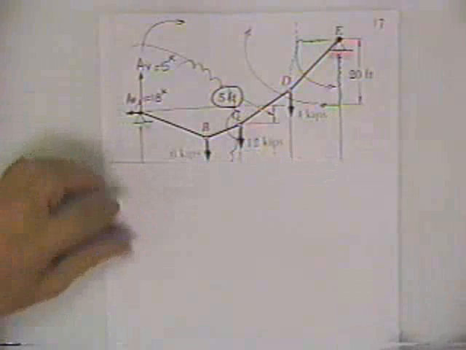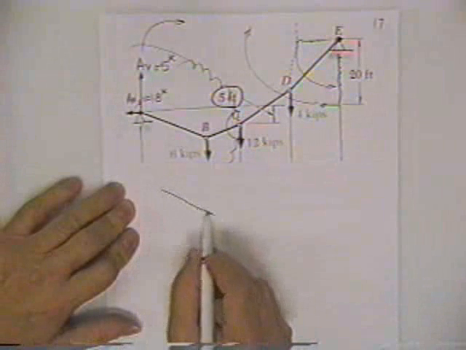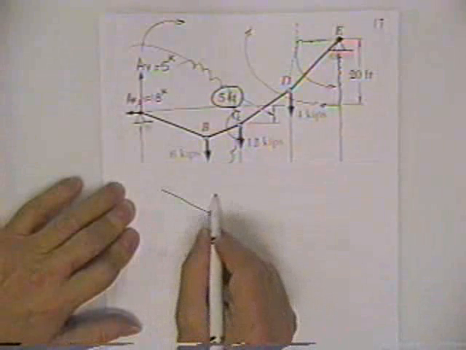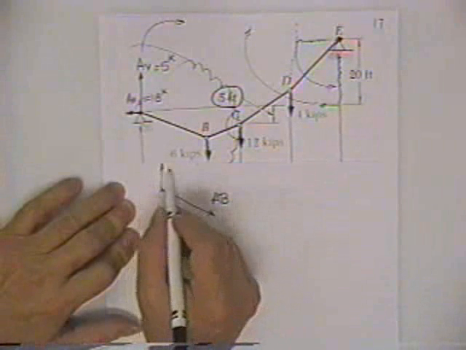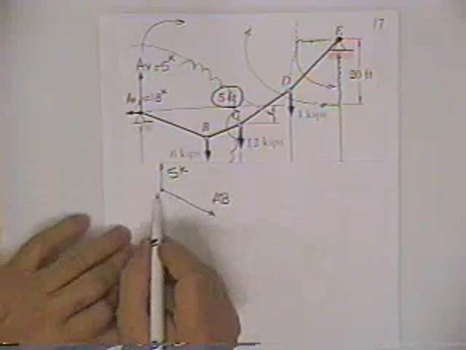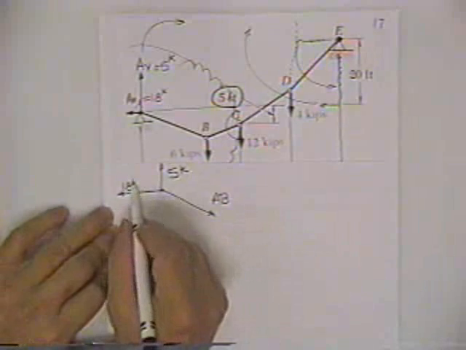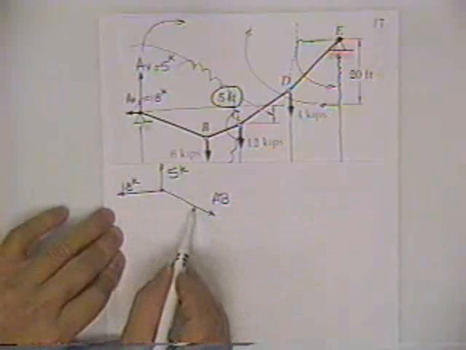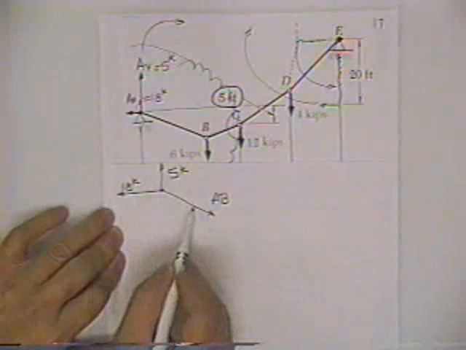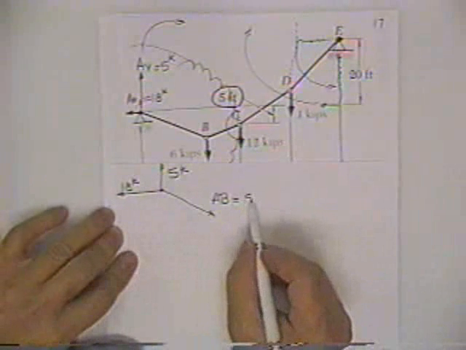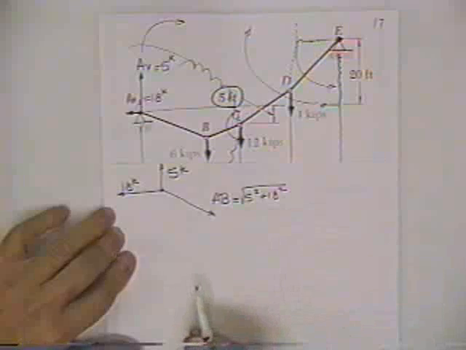For example, here is the piece AB. On this end of AB is some magnitude 5. On this end is some magnitude 18. Then this has to be this squared plus this squared, take a square root. That's the magnitude of AB. 5 squared plus 18 squared, and take a square root.